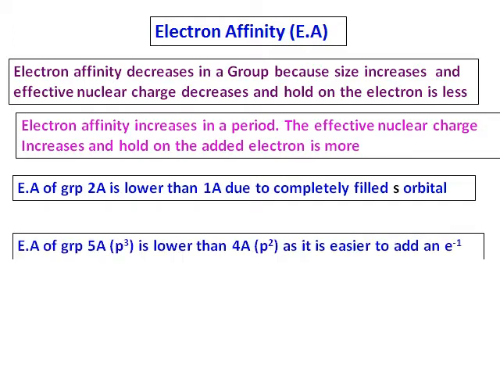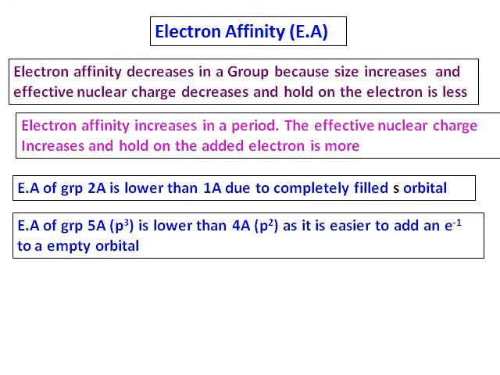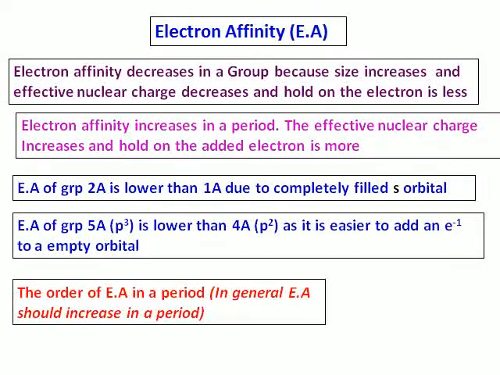Group 2A doesn't really accept an electron. And the electron affinity of group 5A, which has the P3, is lower than 4A, which is P2, as it is easier to add an electron to an empty orbital.